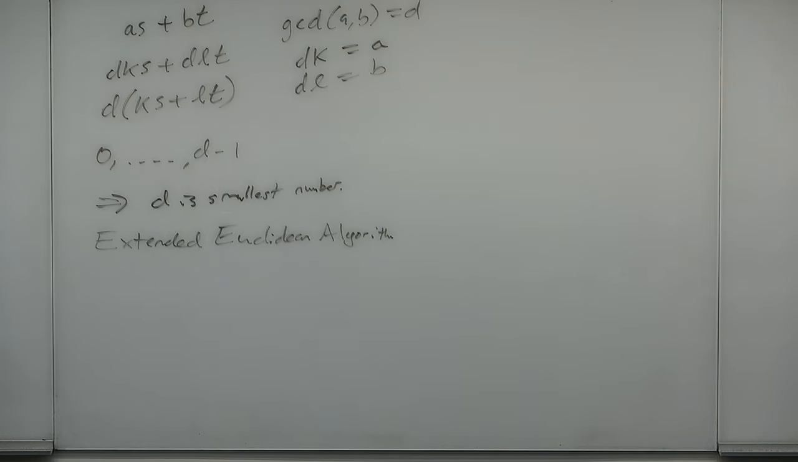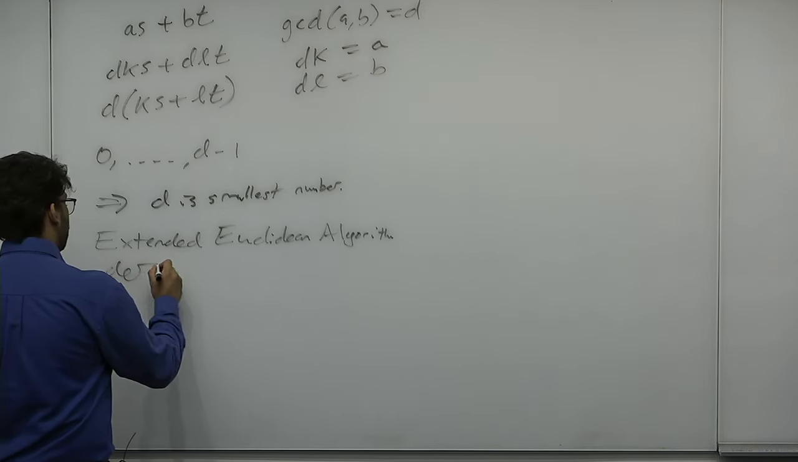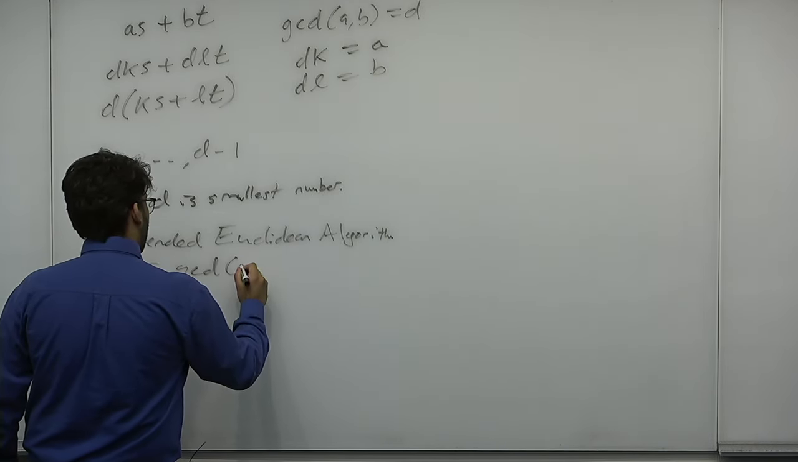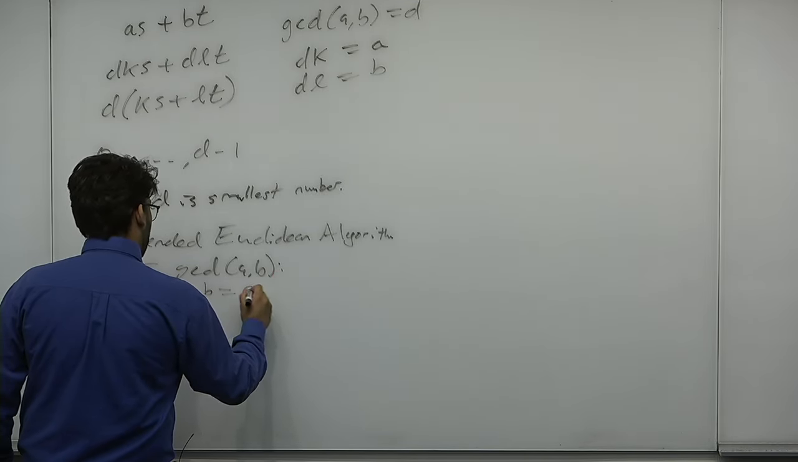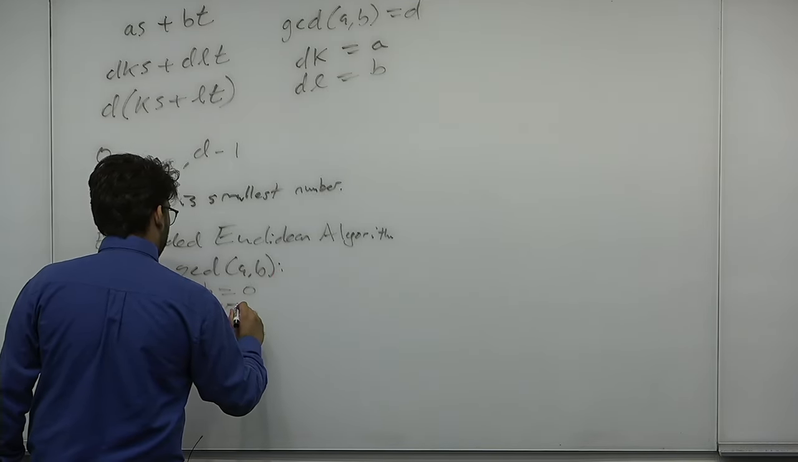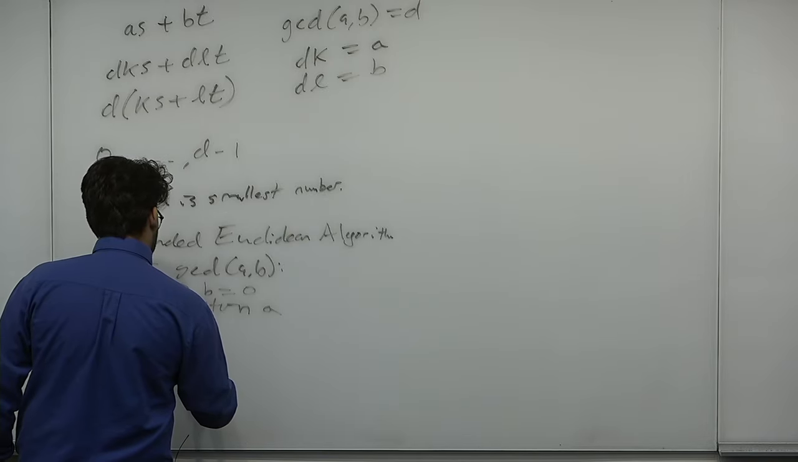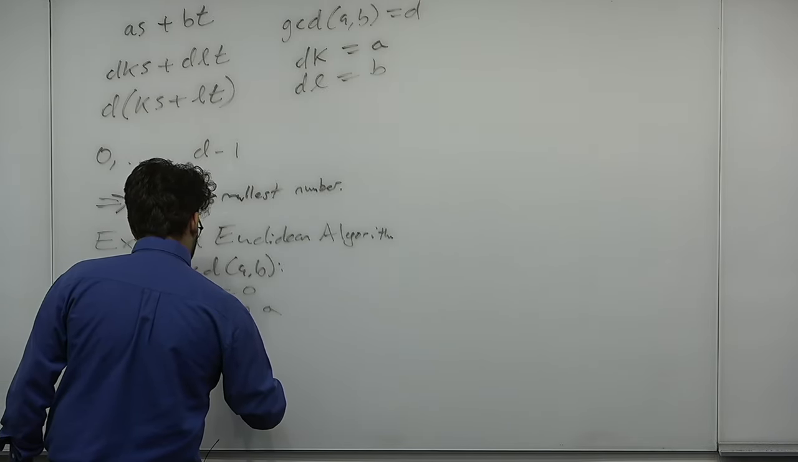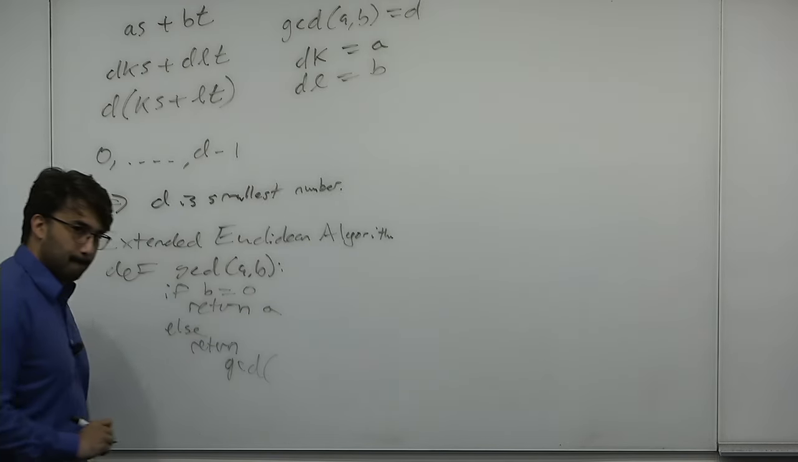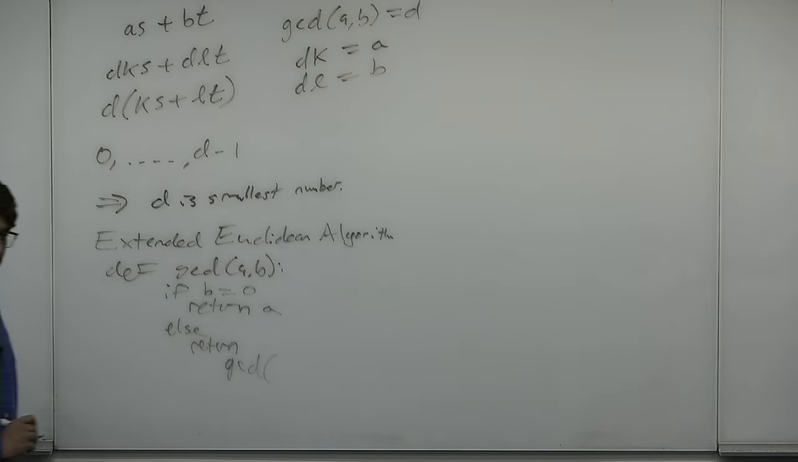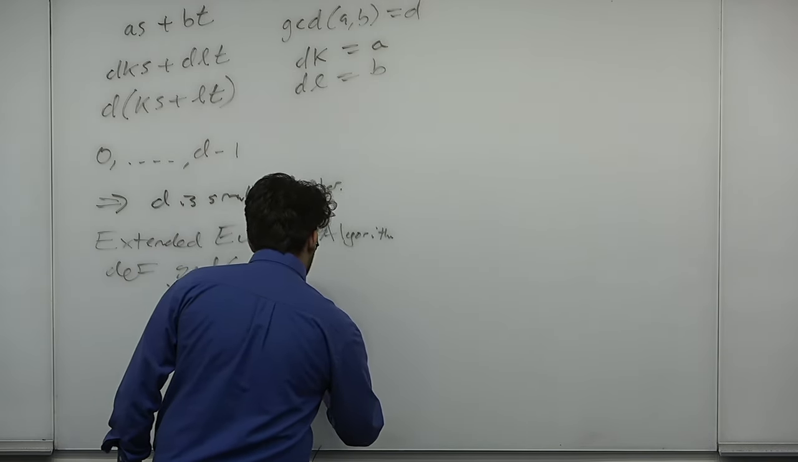So it's a little cumbersome and a little tricky, but we're going to try and do a high-level example. Everyone remember the Euclidean algorithm? It looks like this: def GCD of A, B. If B is equal to 0, return A, else return GCD of what? Do we remember? It's B, A mod B.